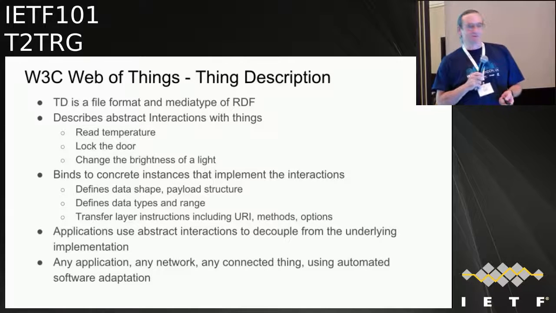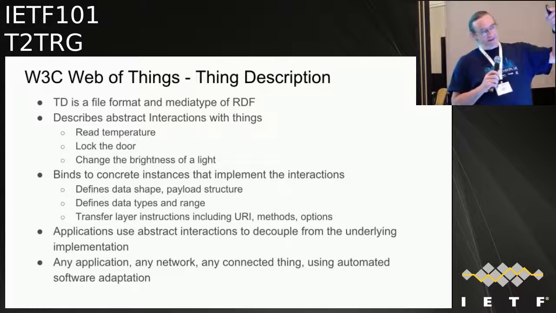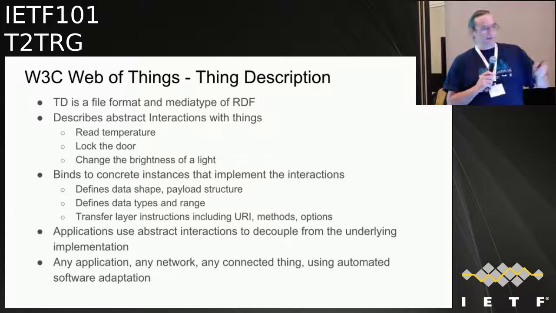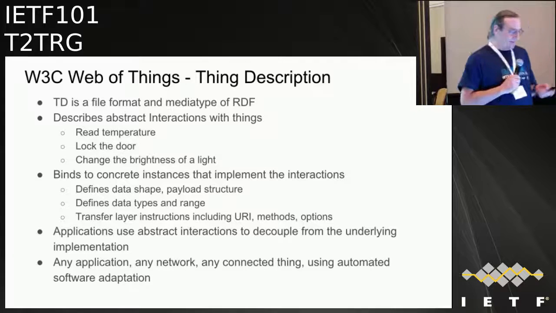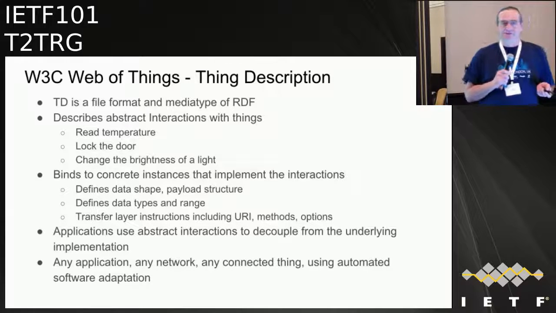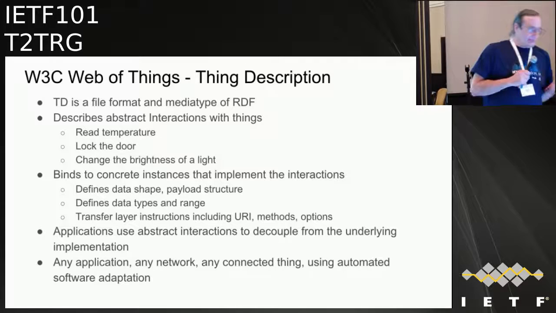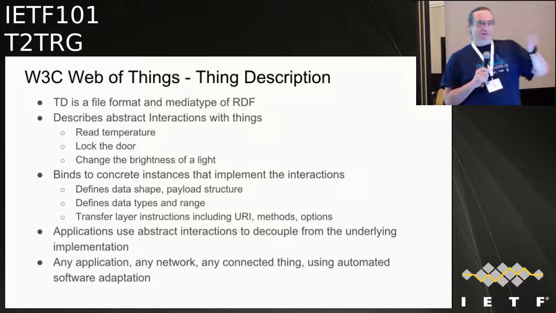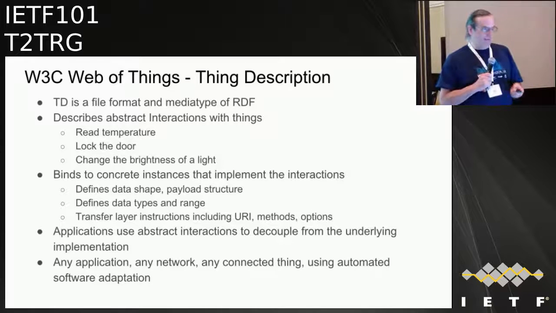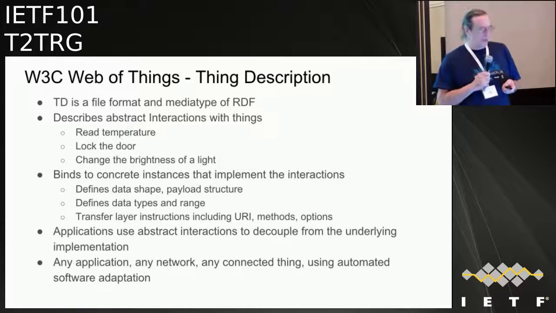So thing description was what we used as the common metadata format here. And it's basically a media type with RDF. It describes the abstract interactions with things, so, you know, read the temperature, lock the door, this sort of thing. And it also binds those abstract interactions to concrete instances of things that implement those interactions. So things like the data shape, payload structure, data types, and transfer layer instructions, like use this protocol scheme, use this method, use these options. And so the applications use abstract interactions to interact with things, so they're decoupled from the underlying implementation. So the idea is you'll have one application talking with many different protocols and really doesn't need to know what the underlying protocol is.